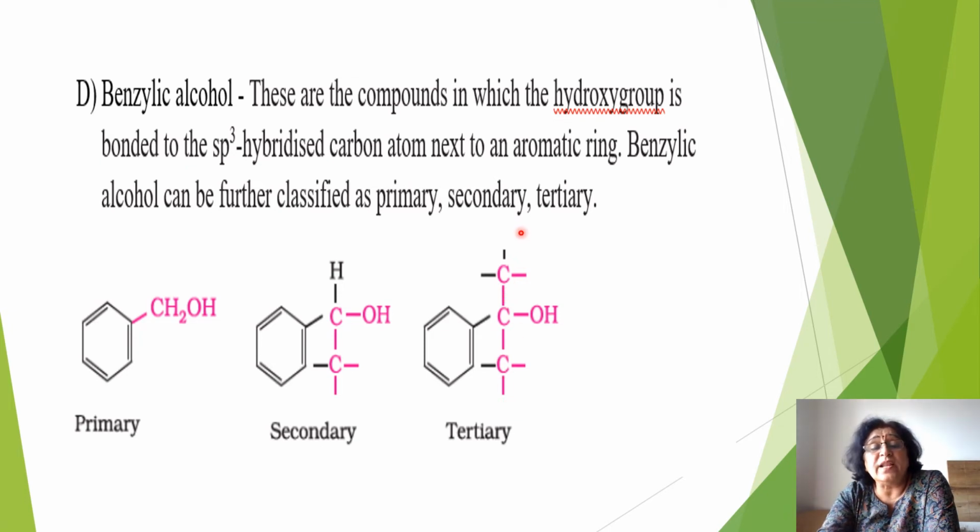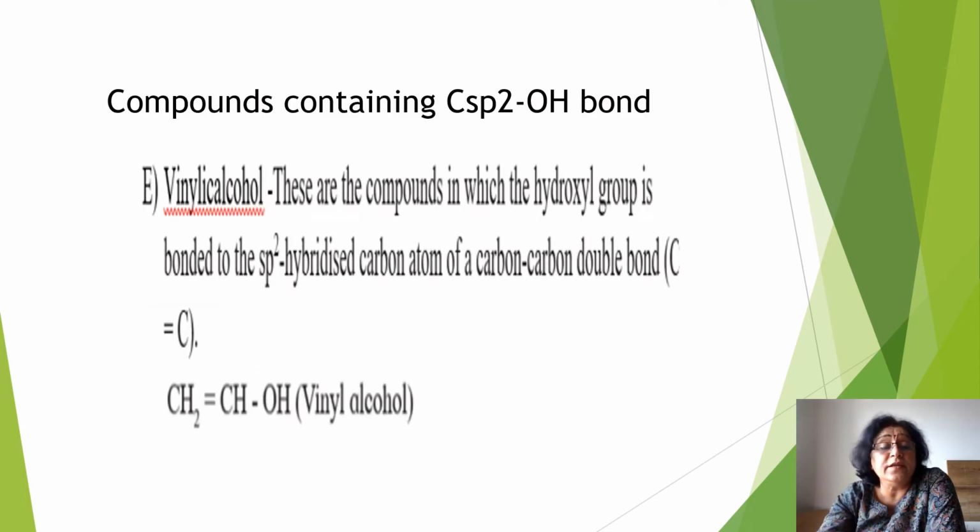So when it contains two alkyl chains, then it is called tertiary benzylic alcohol. Correct? So primary benzylic alcohol, secondary benzylic alcohol and tertiary benzylic alcohol. Clear?